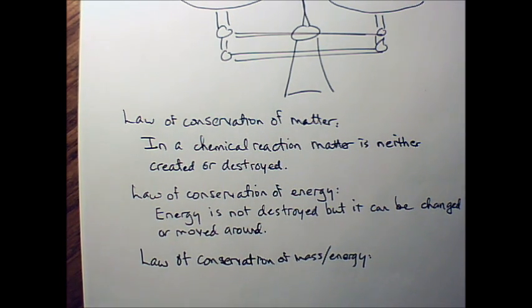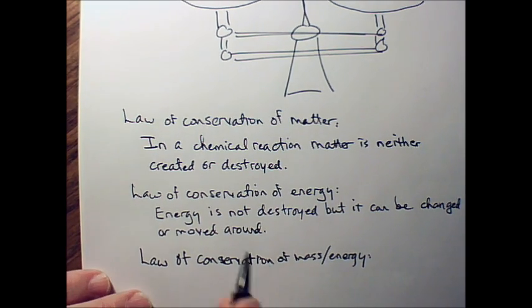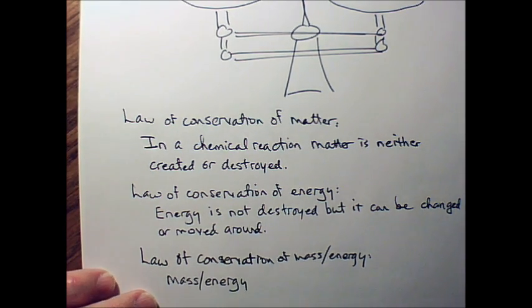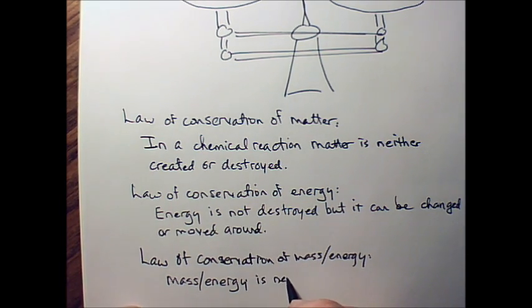Okay? All right. Law of conservation of mass energy says that this stuff called mass energy, and it is kind of the same thing. Einstein wrote the equation E equals mc squared, which shows the mathematical relationship between mass and energy. Energy is equal to mass times the speed of light squared. Okay, they're kind of two sides of the same coin. They're kind of the same thing. Okay, mass energy is never created or destroyed.